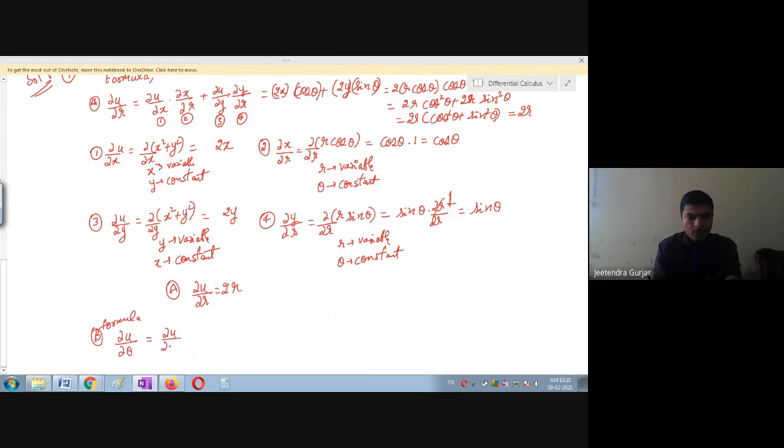So now you can see this is equal to dou u upon dou x into dou x upon dou theta plus dou u upon dou y into dou y upon dou theta. You can see here theta is, they have given here variable, and here you can see they have given r as variable. We also said they are independent variables. Okay, further you just simplify this one by one. So dou u upon dou x, already we have calculated, it is 2x. So we'll write 2x, right?